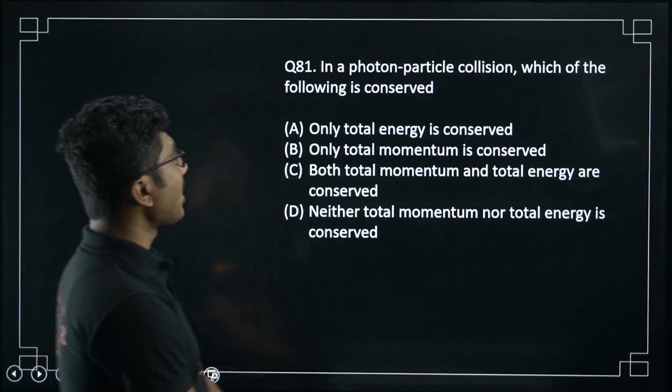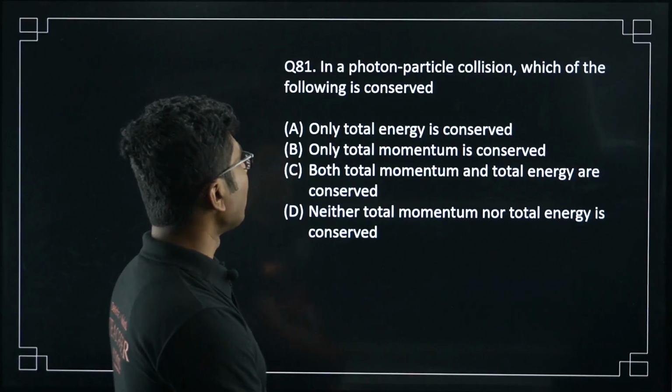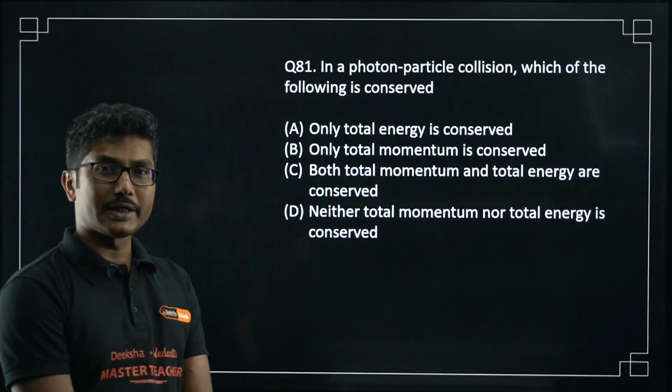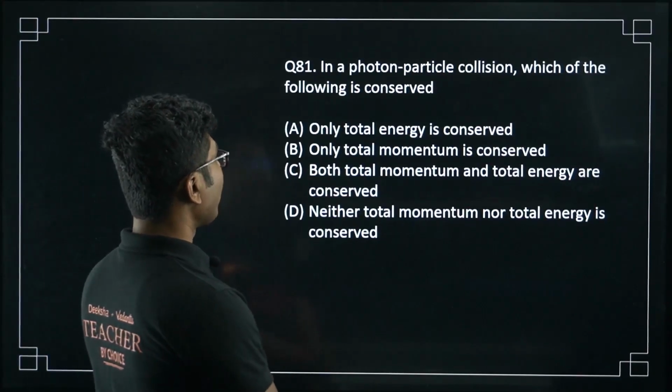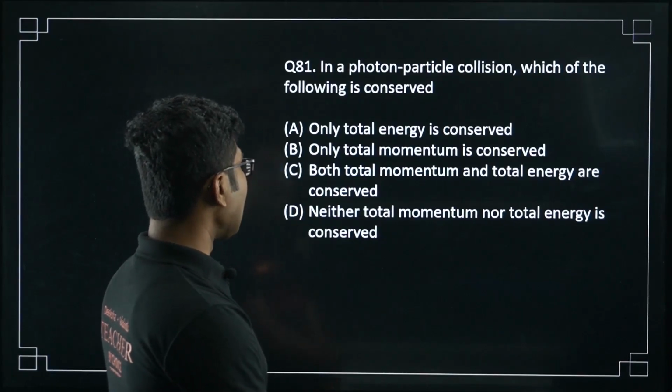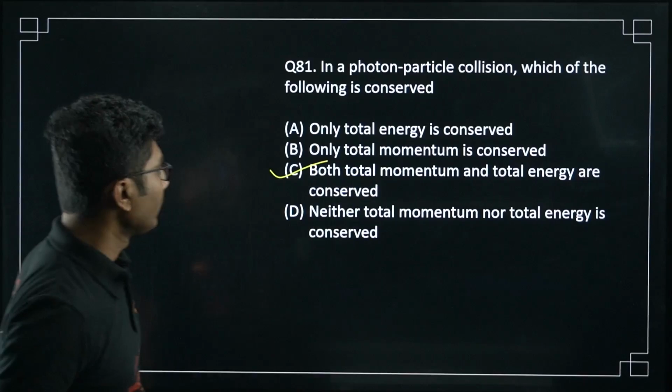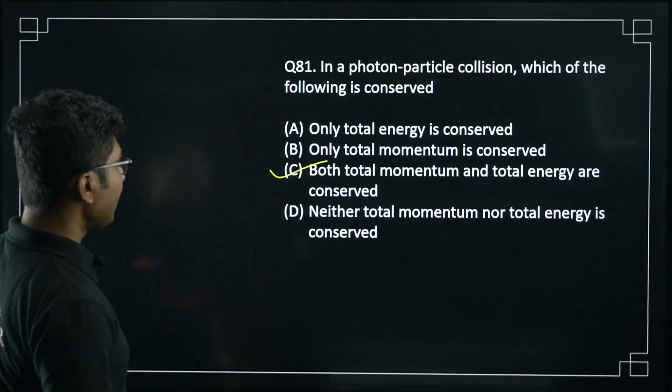In a photon particle collision, which of the following is conserved? So in photon particle collision, everything is conserved, kinetic energy as well as momentum. Okay, so total energy and momentum are conserved. So total momentum, total energy.